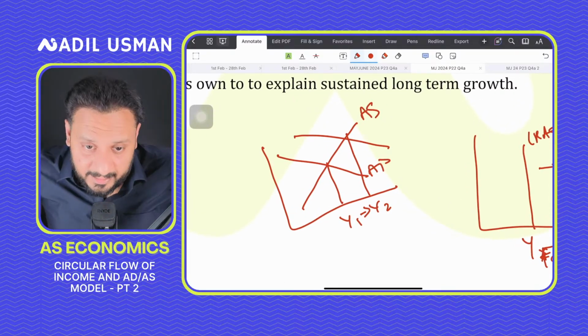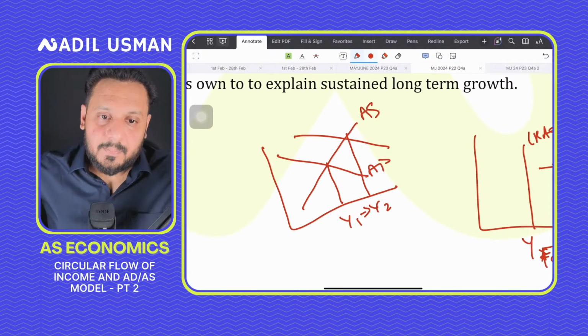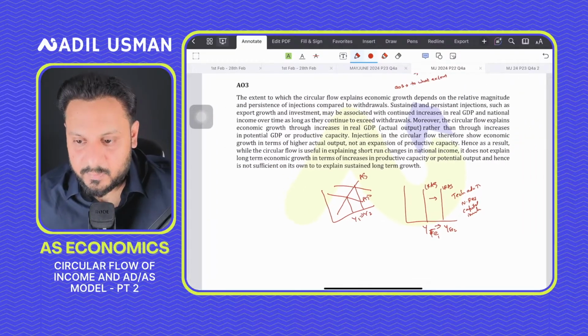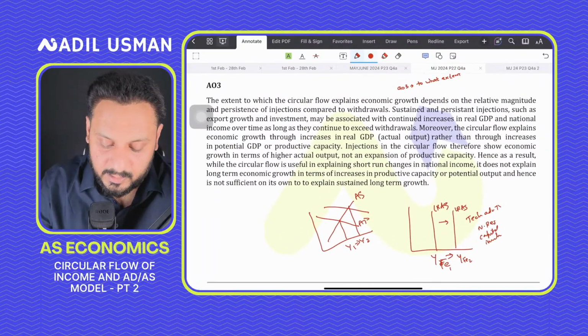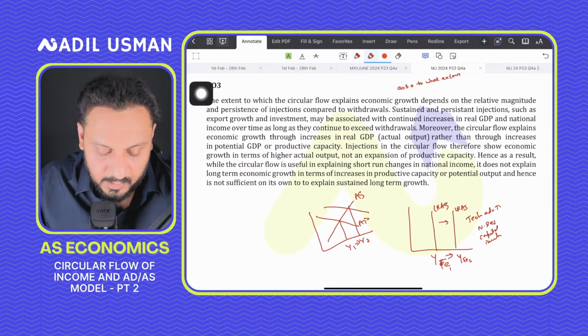It talks about actual real GDP when AD goes up. So this is the evaluation. इसके अलावा आप कुछ और लिख कर आएंगे, आपको मार्क्स नहीं मिलेंगे, इसके जीरो मिल जाएगा. अब देखें मैंने कैसे लिखा है.